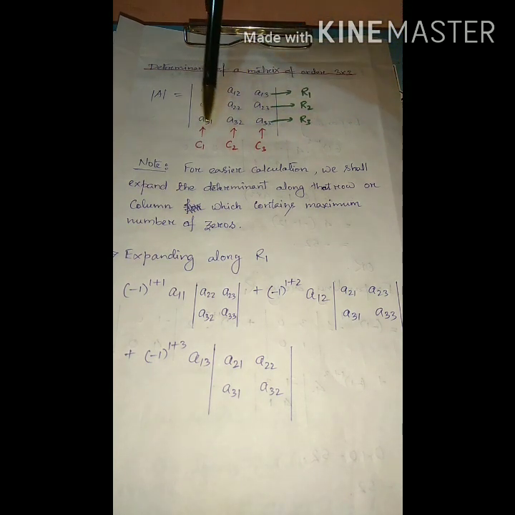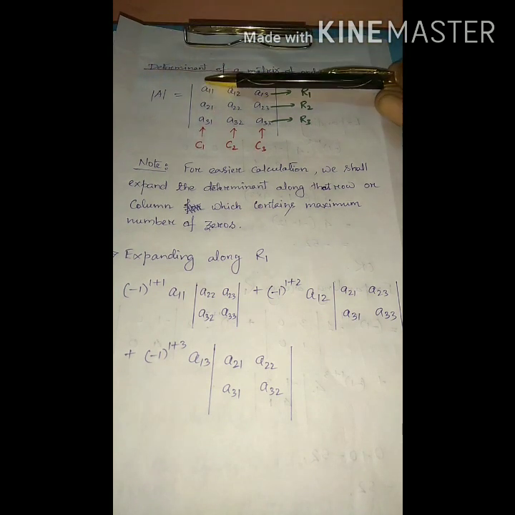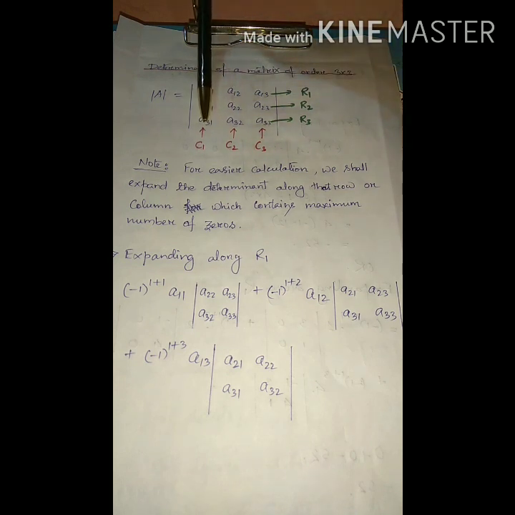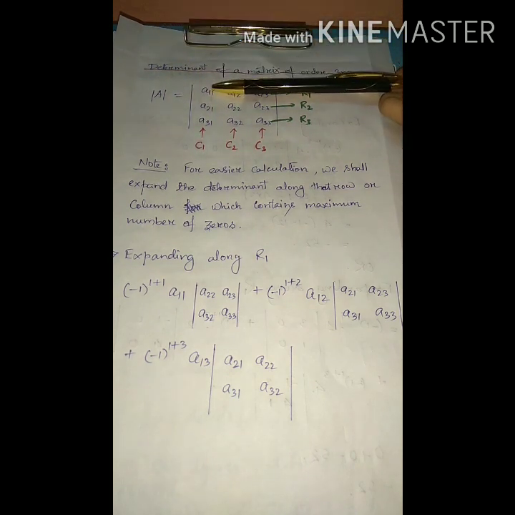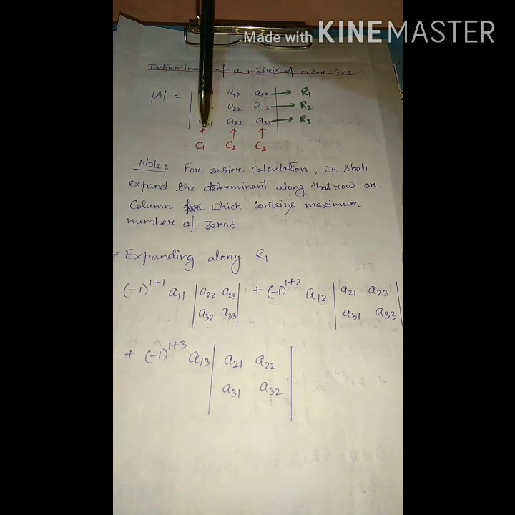And which one is the first column? This one is the first column. So we have to eliminate these two in our mind. Suppose we eliminate these two parts, first row this one, first column this one. So we have to eliminate these two. So if you eliminate these two, what do you get here?